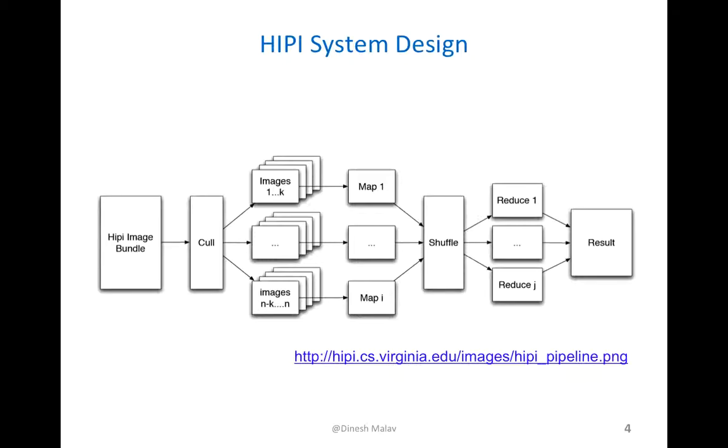The images that survive the culling stage are assigned to individual map tasks in a way that attempts to maximize data locality. The records emitted by the map stage are routed to reduce tasks according to MapReduce shuffle algorithm that attempts to minimize network traffic. Finally, the user-defined reduce tasks are executed in parallel and their output is collected and written to HDFS.